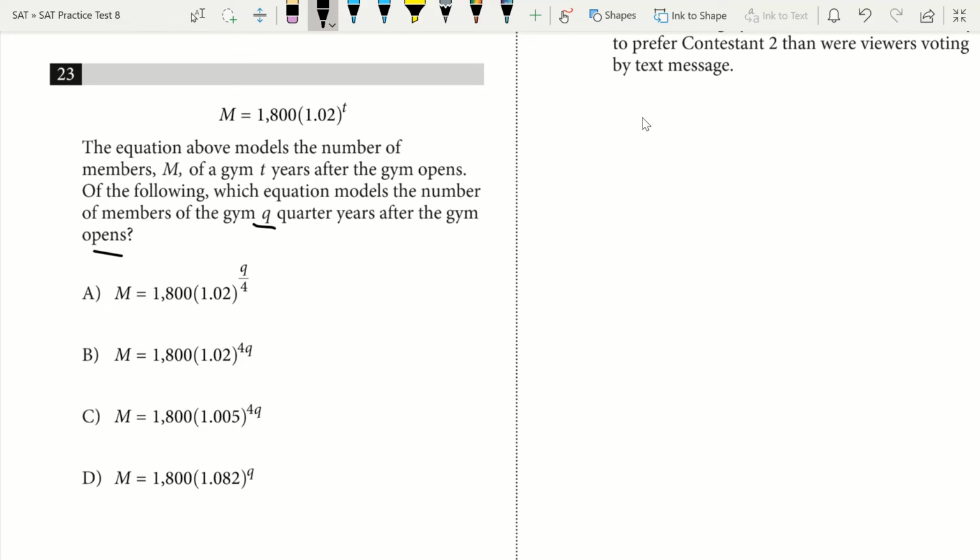All right, well, if I'm switching T from years to quarters, then I now have to have my denominator be 4 and Q be my numerator, right? And if we think about this, this makes sense. 4 quarters are in 1 year, so we plug in 4 for our Q. We get 4 over 4, which is 1, same as 1 year. So it's going to be the same equation, except we have Q over 4 instead of T. So my answer is going to be A there.